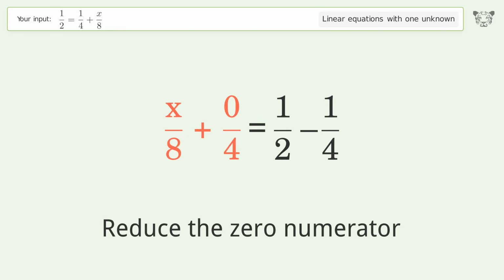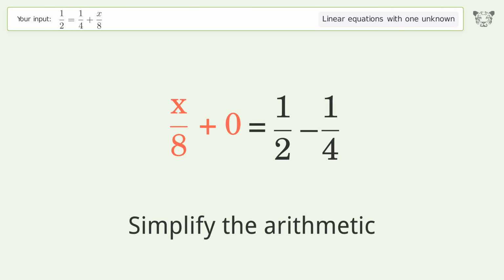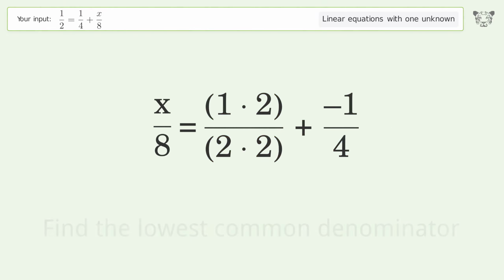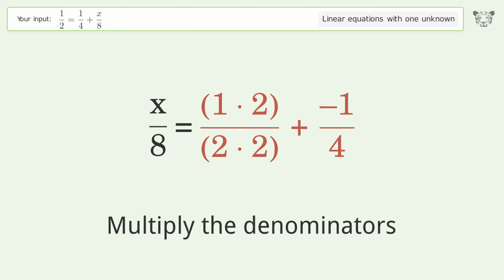Reduce the zero numerator. Simplify the arithmetic. Find the lowest common denominator. Multiply the denominators.